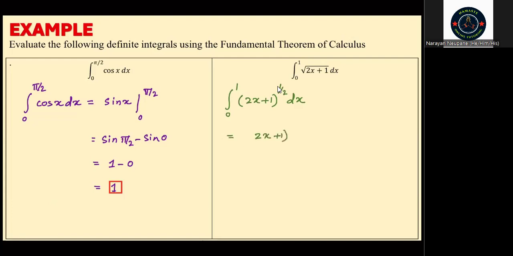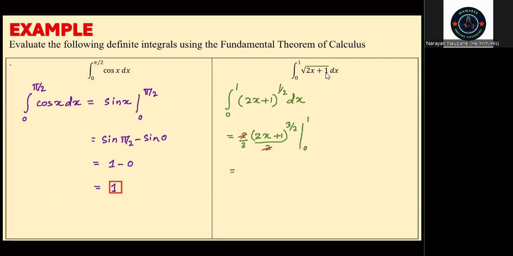2x plus 1. If you use the power rule, you increase the power by 1. So half plus 1 will be 3 over 2. Divide by the new power, which is same as dividing by 3 over 2, which is same as multiplying by 2/3. And then we are using the reverse chain rule, meaning we divide this quantity by the derivative of this inside function. Derivative of inside function is 2. So you divide that by 2. And then you evaluate between 0 and 1. So what happened here is 2 and 2 get cancelled.